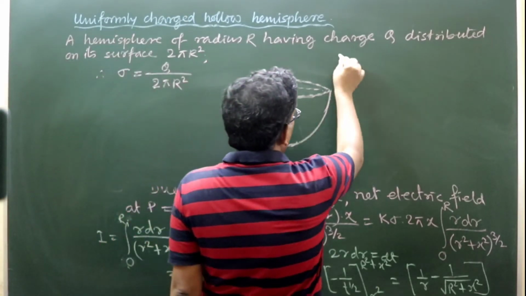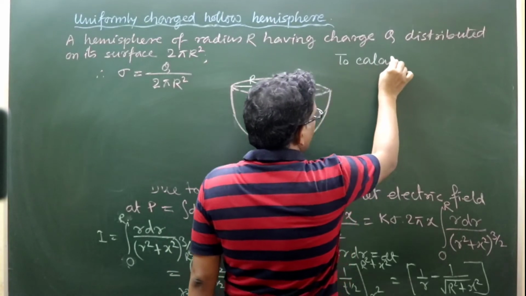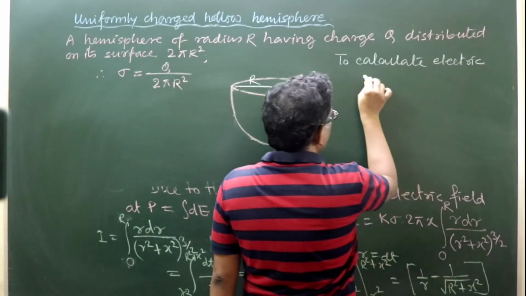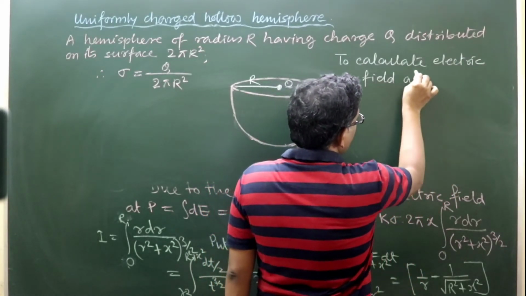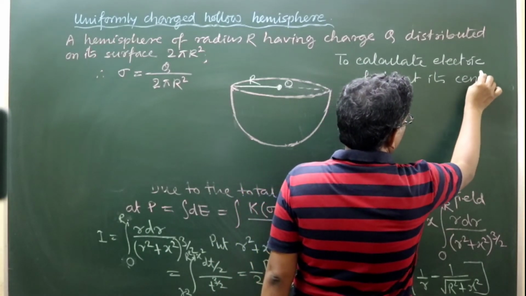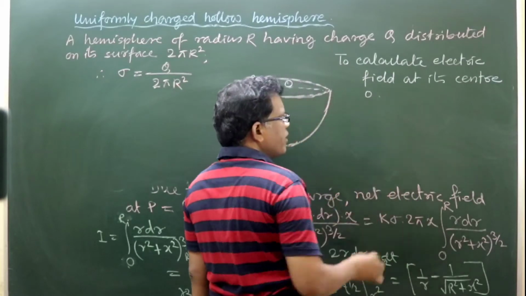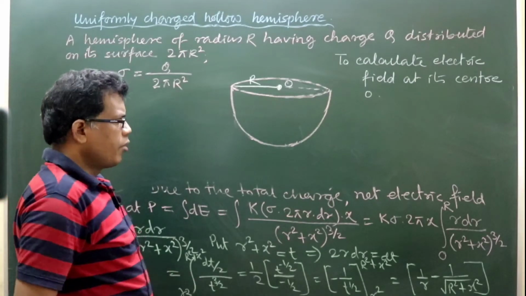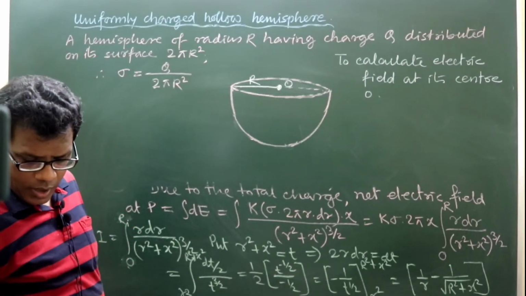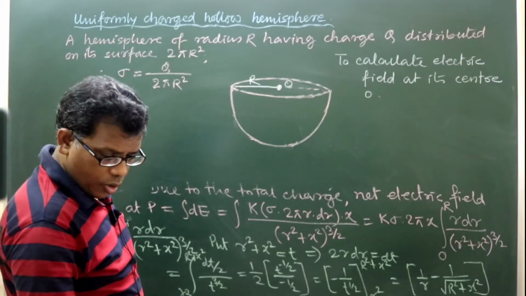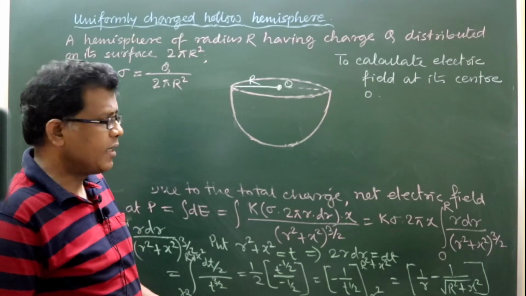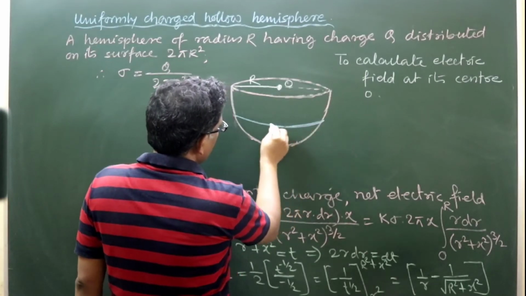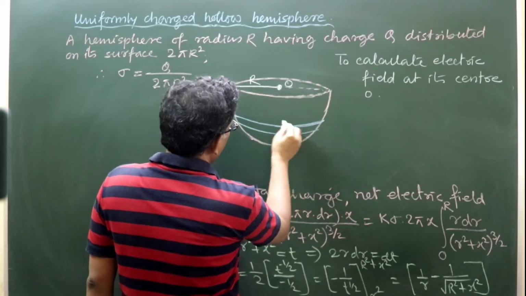So again, to calculate electric field at its center, the center of its cross section, that is O, what we have to do, because charge is appearing on the surface, the element charge body will again be a circular ring. Is that clear? This is a circular ring.